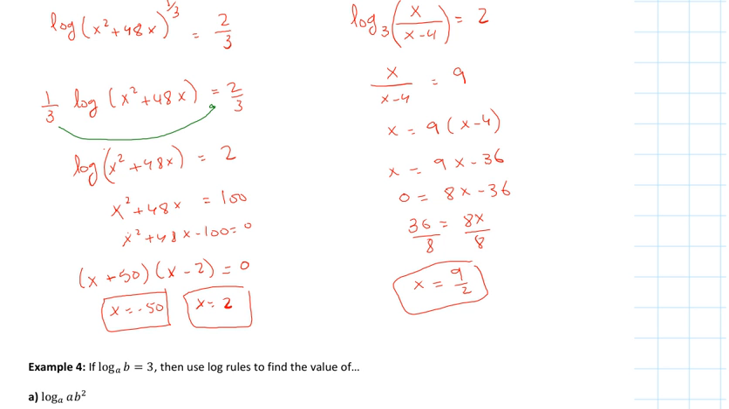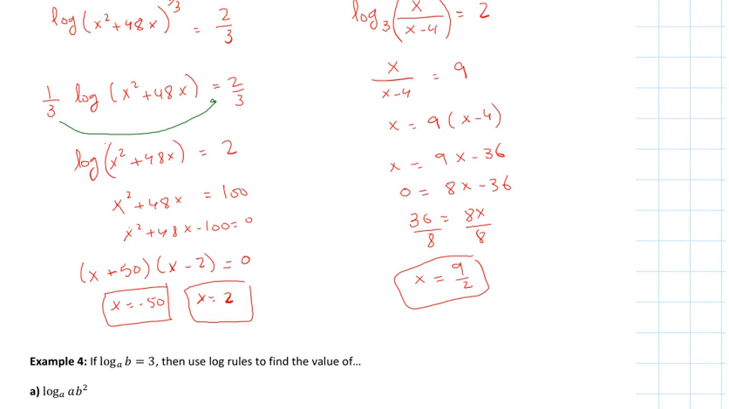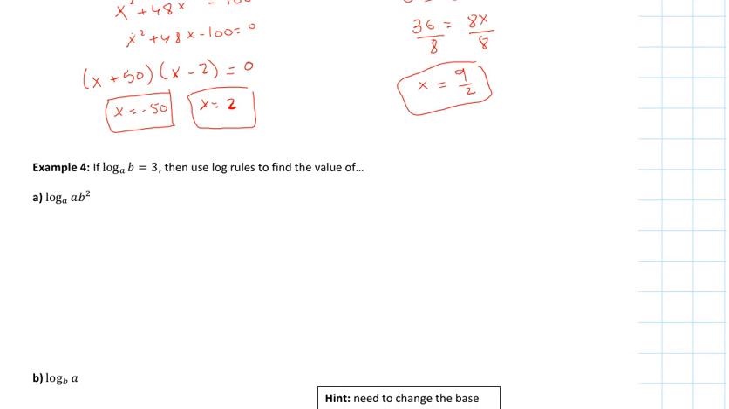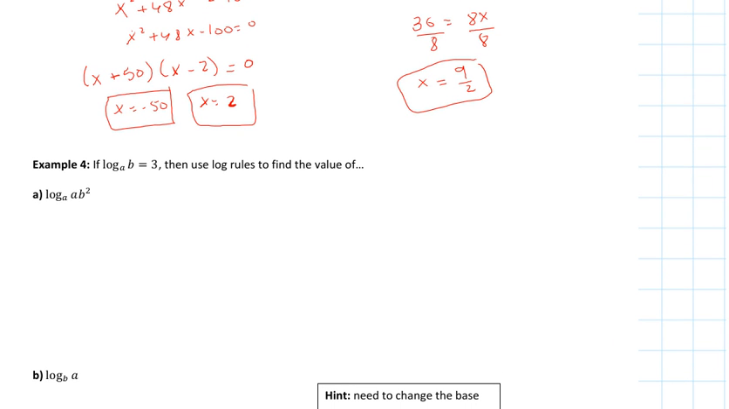All right. So if log base A of B is equal to 3, then use log rules to find the value of log base A of AB squared. All right. So I have log base A of B is equal to 3.